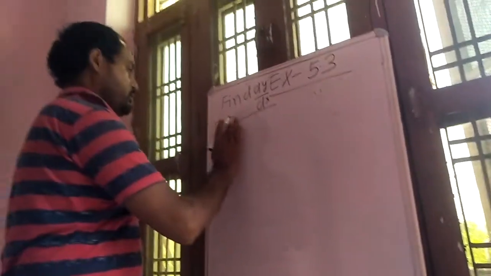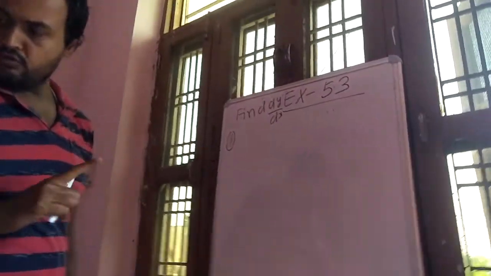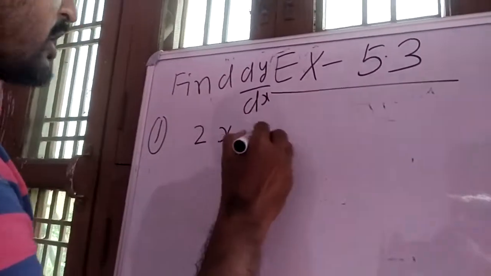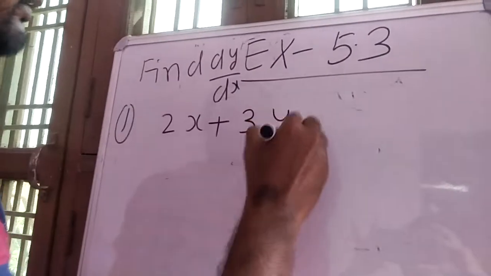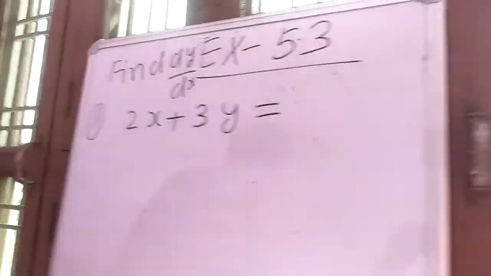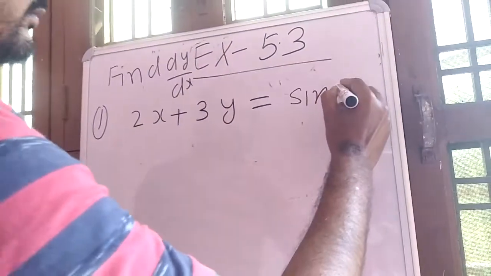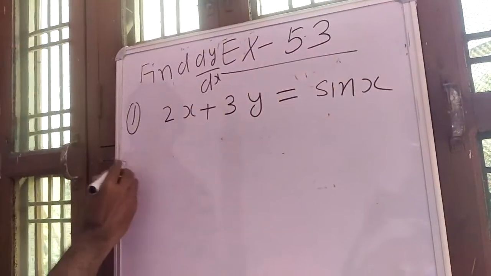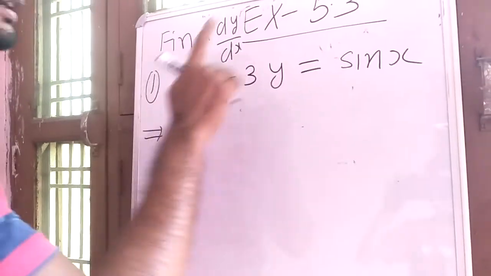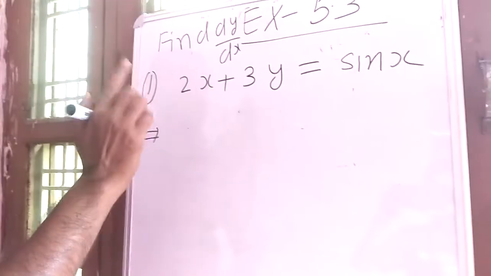ओके, तो फर्स्ट क्वेश्चन इज 2x + 3y = sin x. This is the question. It is very easy. We have to differentiate with respect to x on both sides.